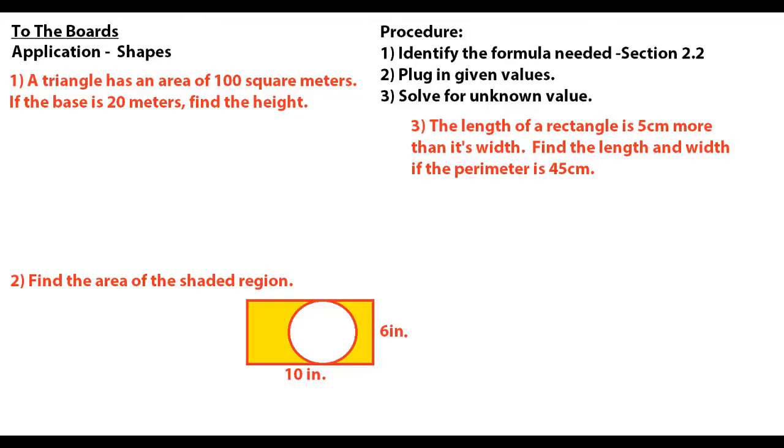Welcome back to the boards. We've been discussing shapes, and it's time for you to practice some shape problems at the board. When you do these problems, make sure to follow the following 3 procedures. First of all, identify the formula you need. Most of those formulas you're going to find in section 2.2 of your textbook, so you might want to have that page handy. Then, once you have the formula written out, you're going to plug in the given values. Lastly, solve for the unknown value that they want you to find.